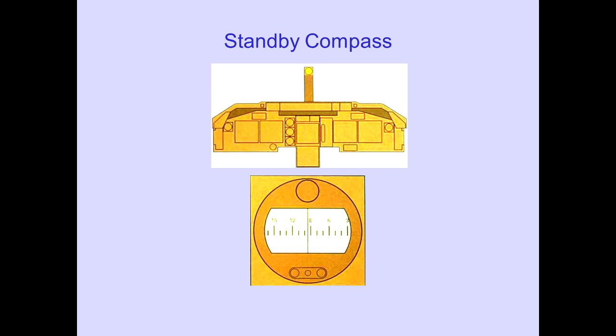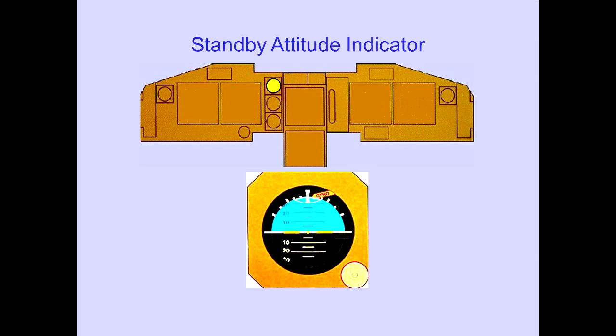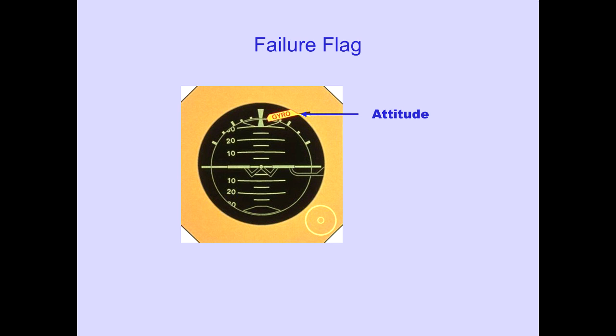The standby compass displays magnetic heading. A self-contained standby attitude indicator, powered by the battery bus, provides attitude information. A failure flag is displayed if the attitude is unreliable.